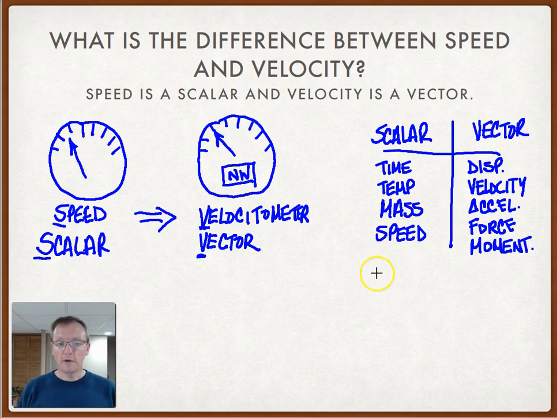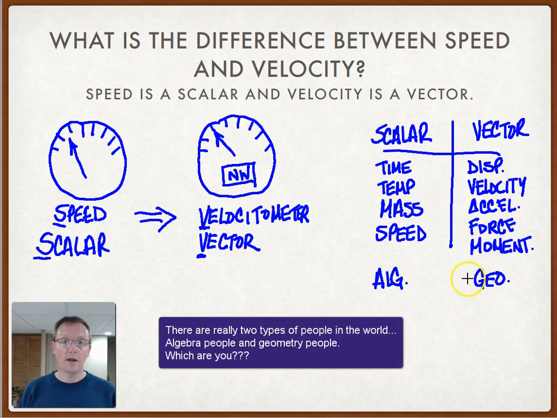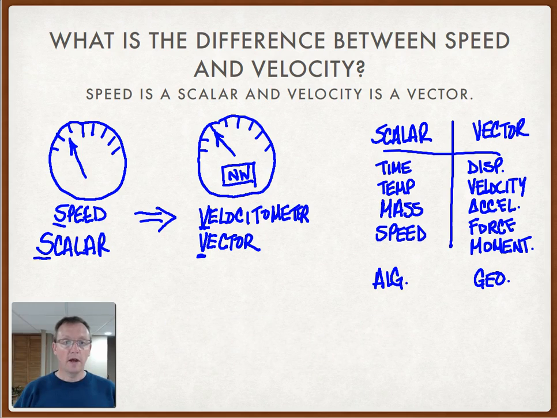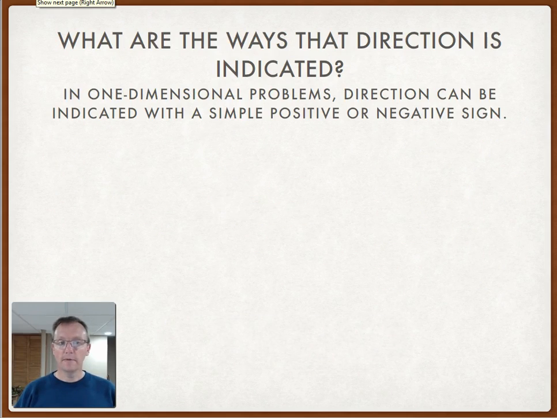When you have scalars, you can add them using algebra. When you have vectors, especially if they're in 2 dimensions, you have to add them using geometry. And so if you were not a big fan of geometry, I'm going to apologize now. If you were a big fan of geometry, this is your moment to shine, because vectors all have to be added using vector geometry. So hopefully that makes sense to you.